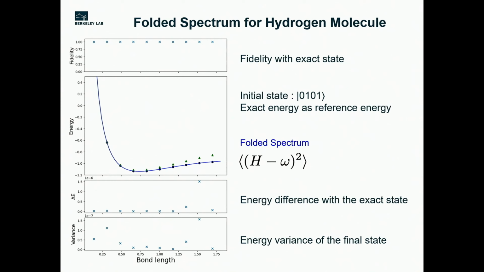And from there, I minimize my folded spectrum cost function by providing exactly the energy, and then it goes to the targeted excited state as we expect. And we can see that the change in energy with respect to the exact energy is really small, and the variance is also really small, and it goes to 0. So in this way, we prepare excited states across the different bond lengths for the ground state.